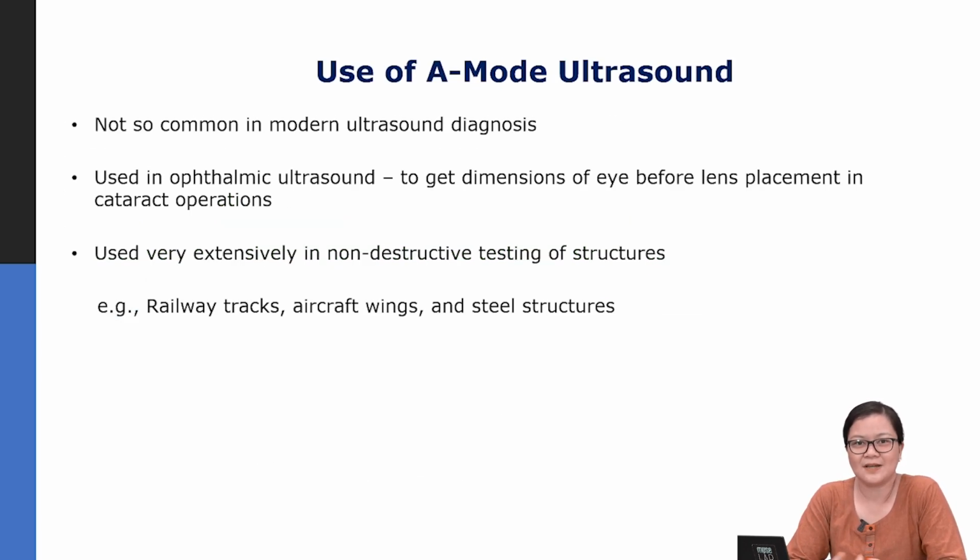Now, A-mode ultrasound is not very common in medical ultrasound diagnosis, but it's widely used in ophthalmic ultrasound, or eye ultrasound. It is used to get different dimensions of the eye, especially in an application called lens placement in cataract operations. Although it's not much used in modern ultrasound diagnosis, it is heavily used in non-destructive testing of different structures, such as railway tracks to look for cracks, aircraft wings, as well as steel structures. This is beyond the scope of the class, but it's widely used for non-destructive testing applications.